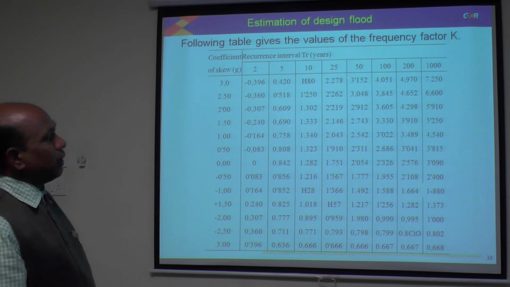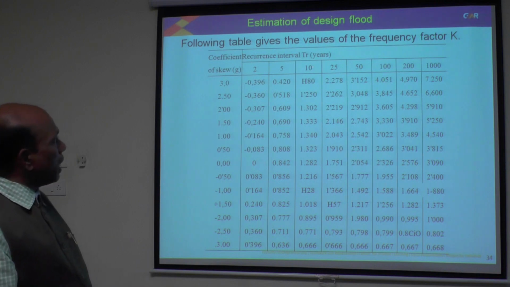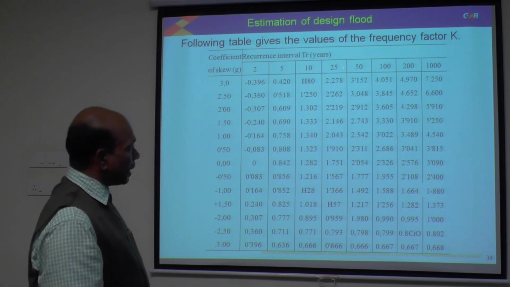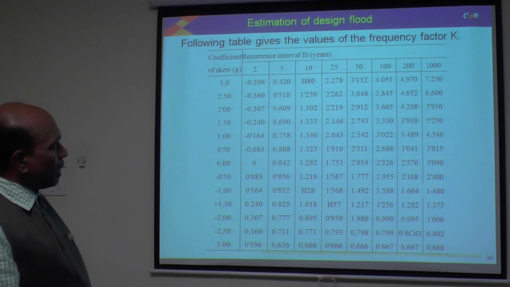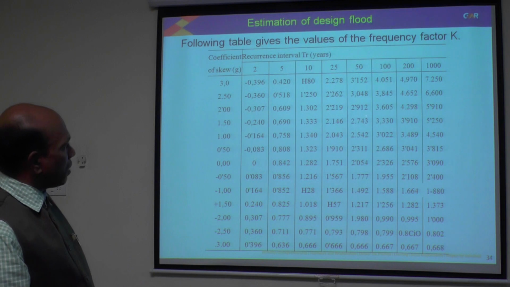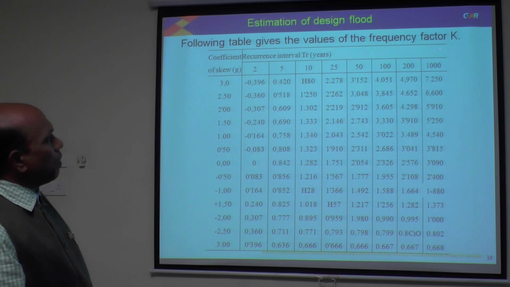Here we have only 10, 25, 50, 100, 200 and so on. If they have given a return period of 30 years, we are going to take in between these two. For example, the Q value in between 1.0 to 1.5 is 1.25, then we are going to take these four values. Then finally we have the value of K.